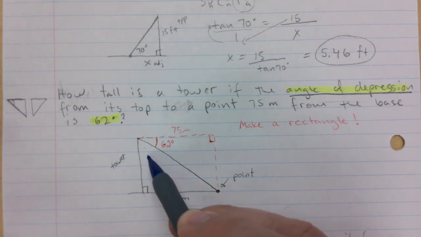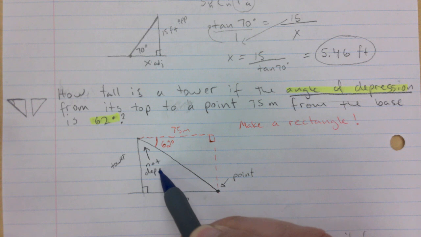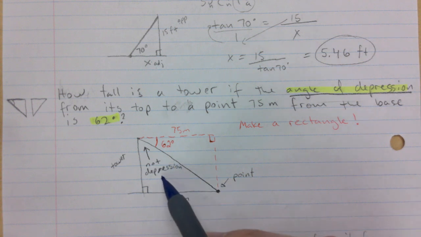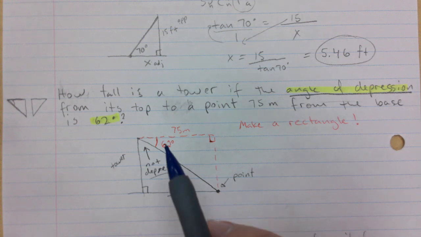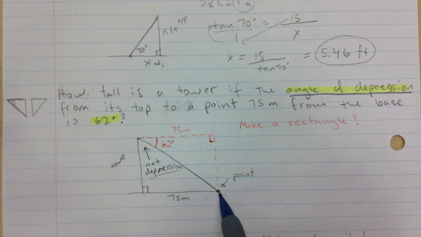Okay, this is not depression. We can't fit angle of depression in there. Okay, that is not angle of depression. It is this. It's between the horizontal and the line of sight looking down. Okay, always remember that. I hope you will.